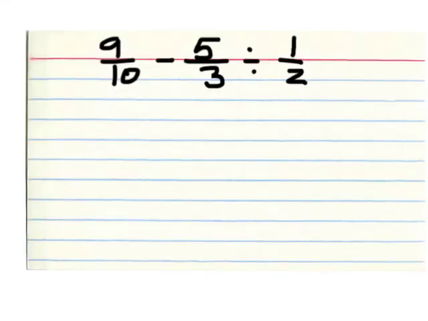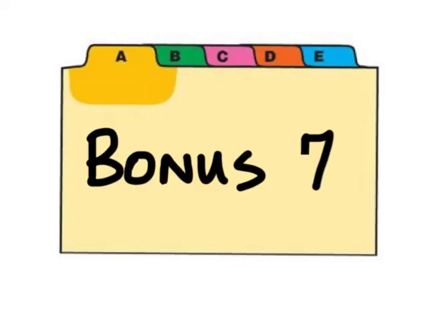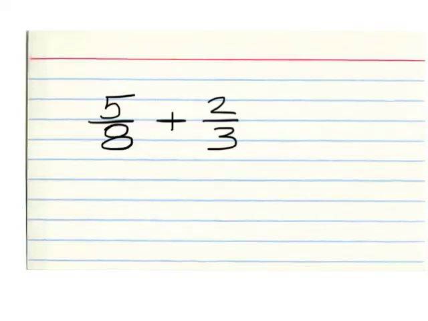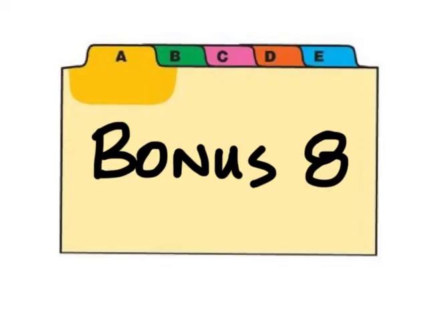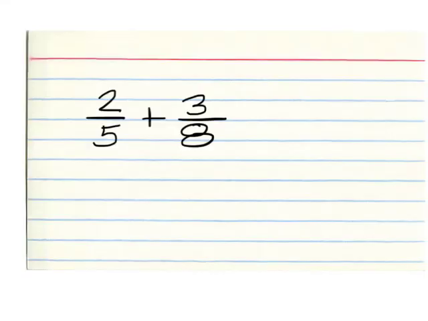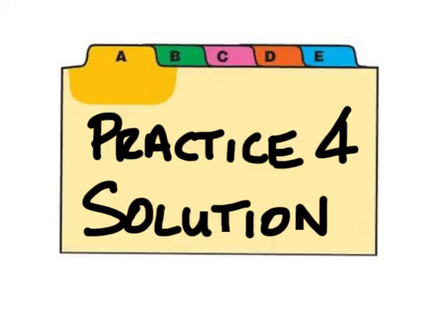Practice number 4. 9/10 minus 5/3 divided by 1/2. Bonus number 7. 5/8 plus 2/3. For the bonus, the answer should be 1 and 7/24. Bonus 8. 2/5 plus 3/8. Answer to the bonus is 31 over 40.